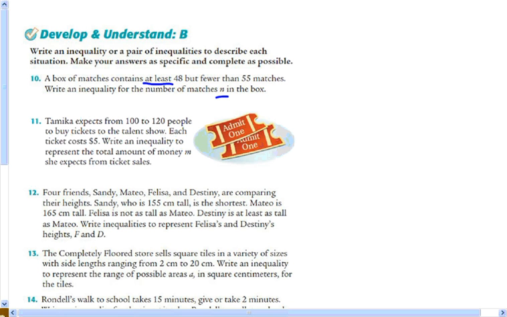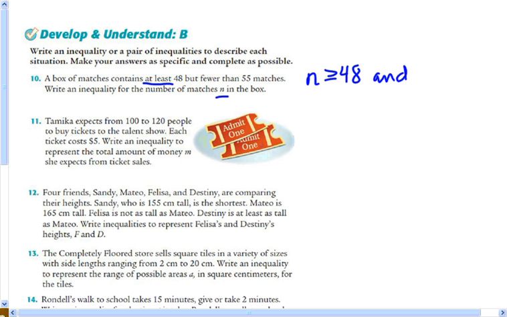So you have to know what "at least" means. And so think about this. Does "at least" include 48 or not? And I think it does. So that means that we need to use greater than or equal to. So we can write n is greater than or equal to 48.